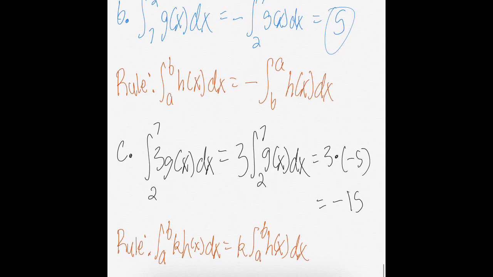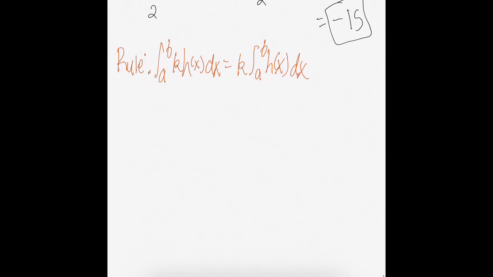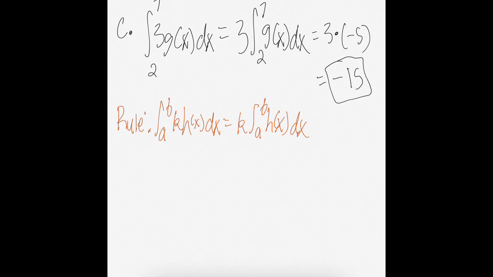So in our particular problem, that means that this is equal to 3 times the integral from 2 to 7 of g of x dx. 3 is my constant here. The integral from 2 to 7 of g of x dx is negative 5. So this is 3 times negative 5, and that is negative 15.